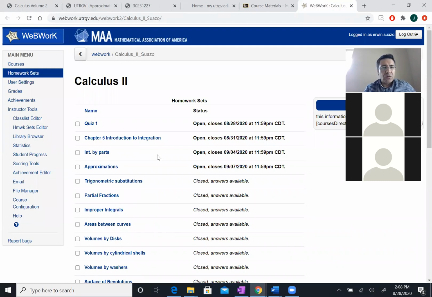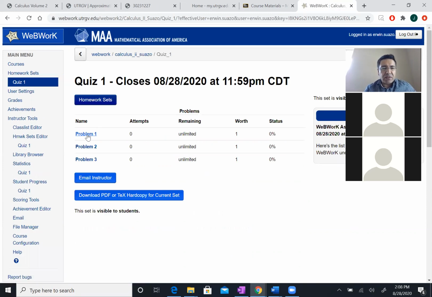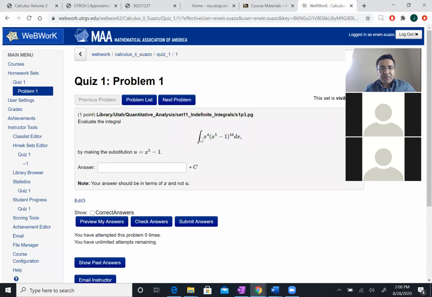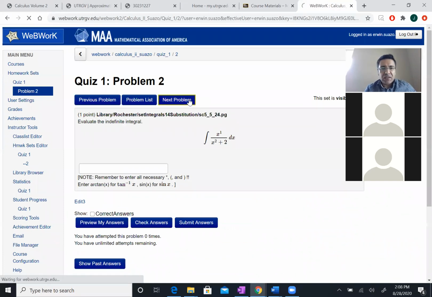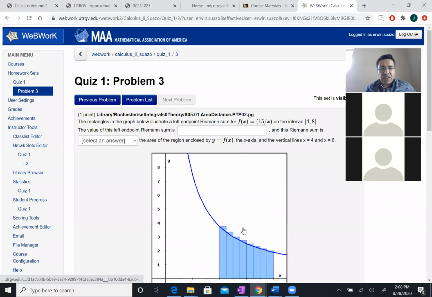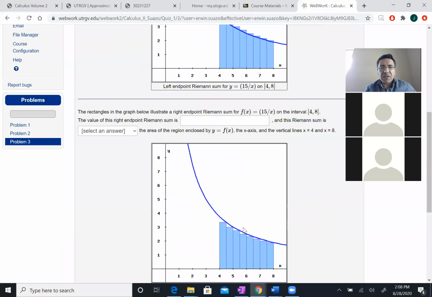So I'm going to show you what we have right now. We have a quiz today, due today, okay? And the quiz has 3 questions. First one, substitution. Second one, substitution again. And the last one is numerical approximation, okay?